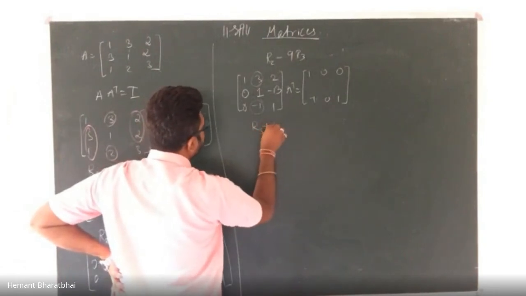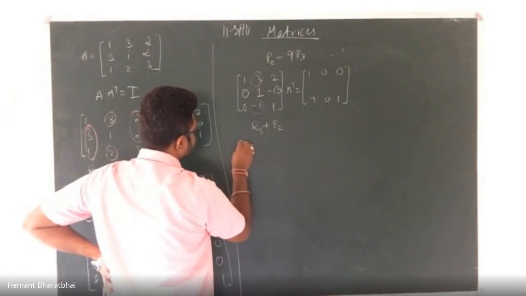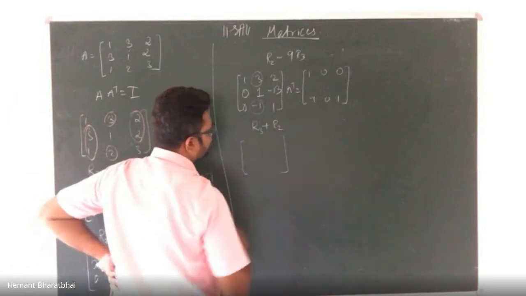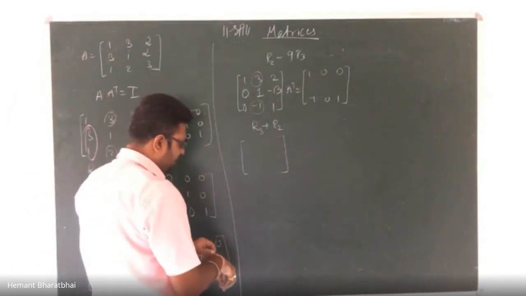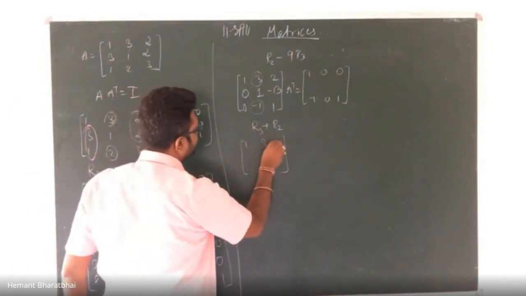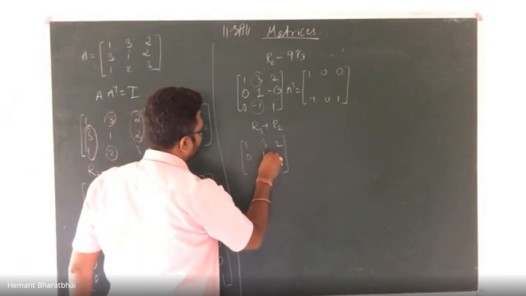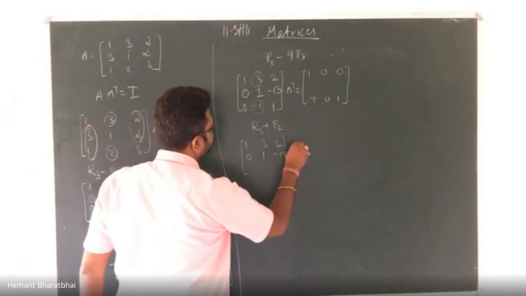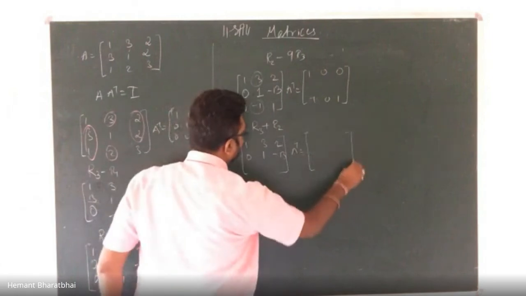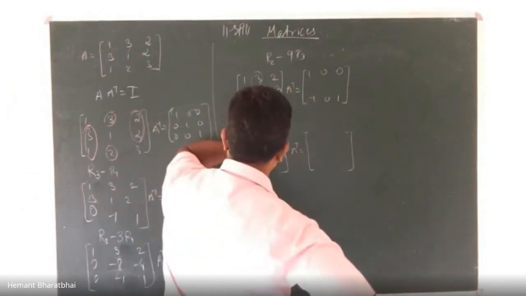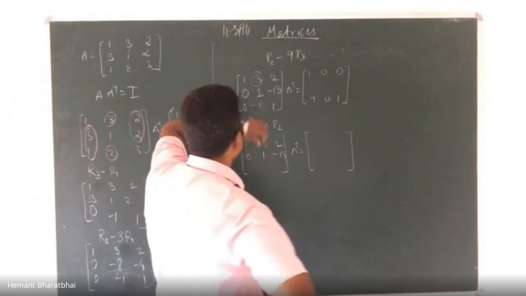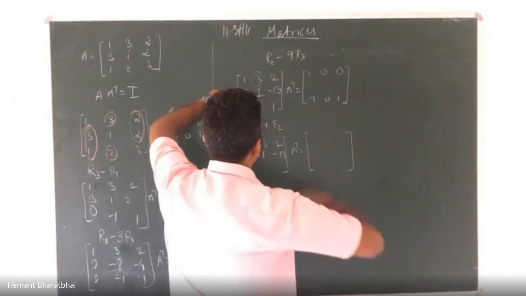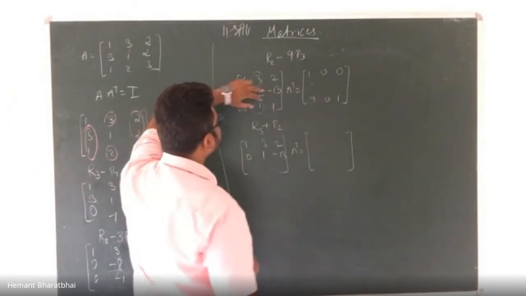R3 plus R2. So the transformation is occurring in R3 only. So write R1 and R2 as it is: 1, 3, 2, 0, 1, minus 13. A inverse is equal to. Okay, we forgot to do the calculation over here. So first let us do the calculation over here. So R2, 0 minus 9 into 0.